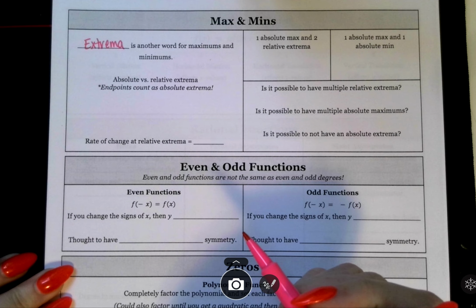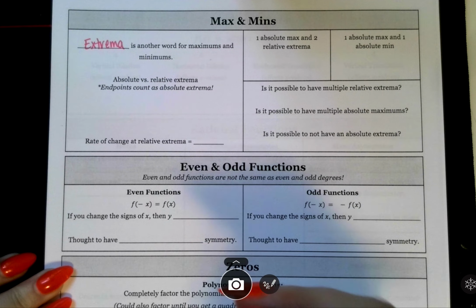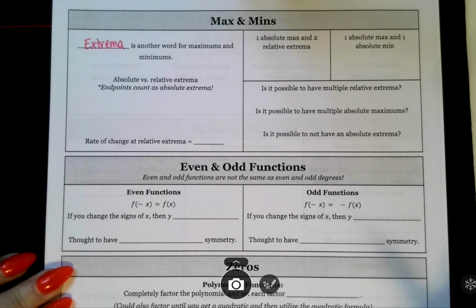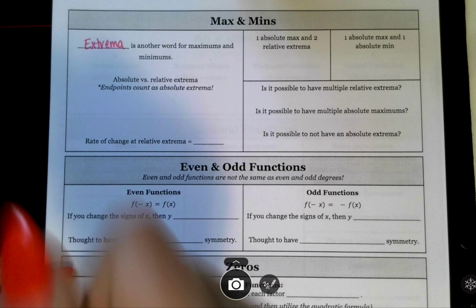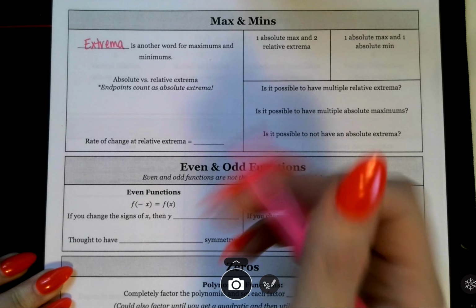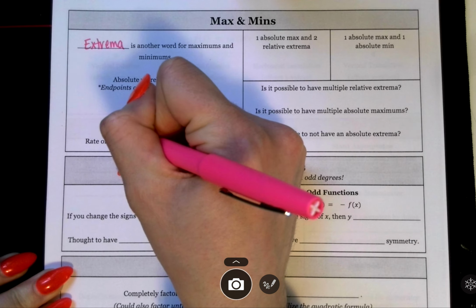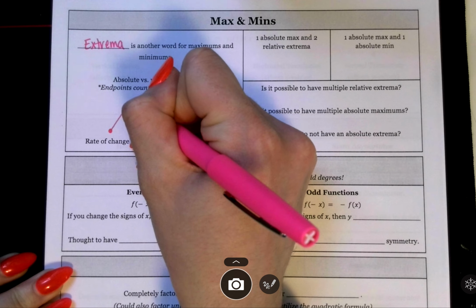Absolute extrema means that there's no other point in the graph that either goes above or below, depending if we're talking about a max or a min. So let's sketch a graph and then we can label the different extrema on it. I'm going to put an endpoint here and we're going to go like this.